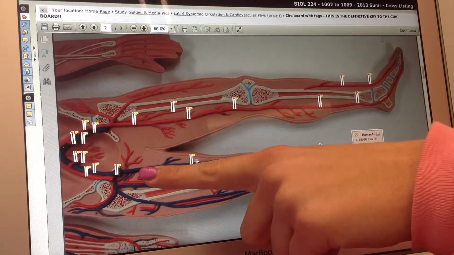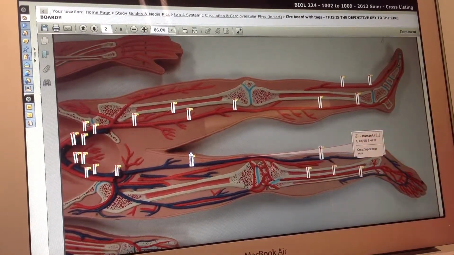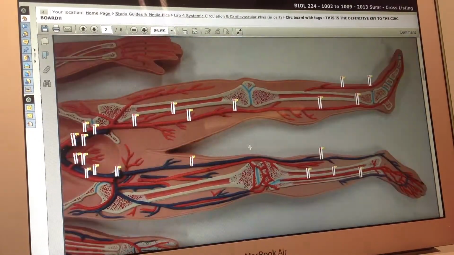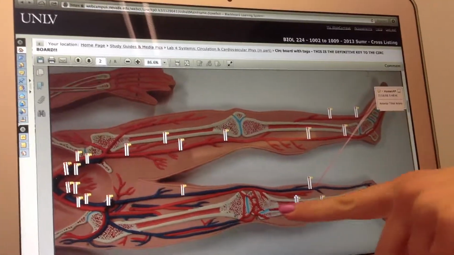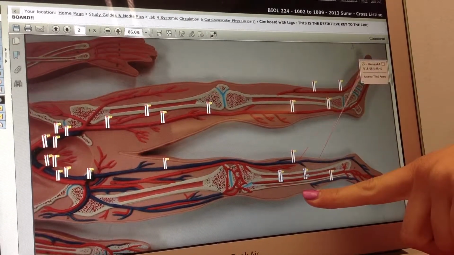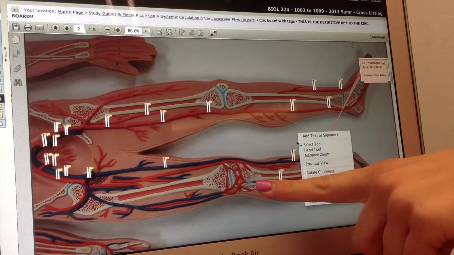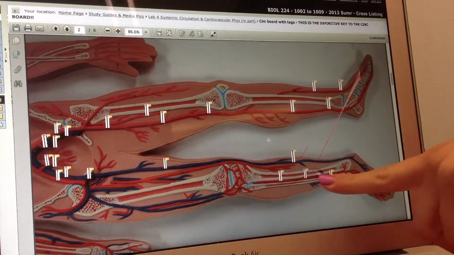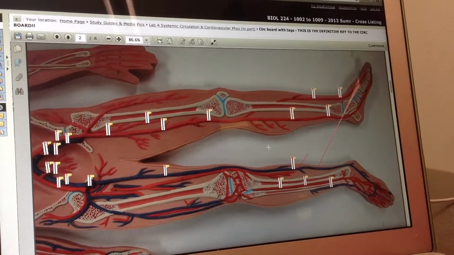So the great saphenous vein is also right here too. So it's this long blue vein. Also on this leg we have the anterior tibial artery right there. The anterior tibial artery is right here. That's the only artery on this side of the leg. It's going to be the anterior tibial artery.